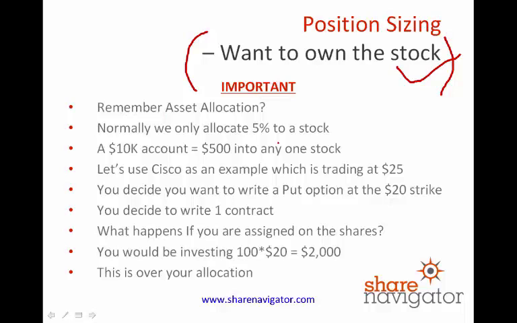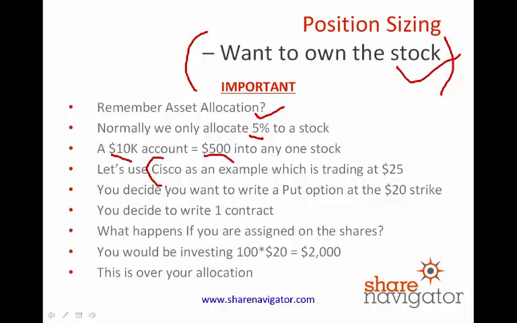So we would point you back to the asset allocation we talked about in the portfolio building course. So remember, we only allocate 5% to any one stock. For high dividend stocks, we're happy to allocate more, closer to 10%. But most stocks it's about 5%. So if you have a $10,000 account, that would mean you'd only be allocating $500 to any one stock.